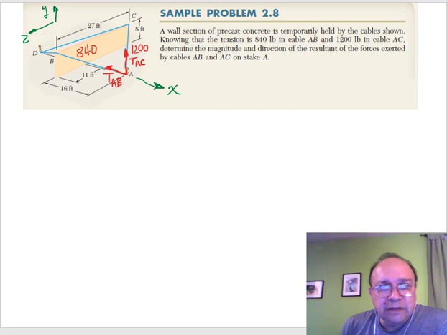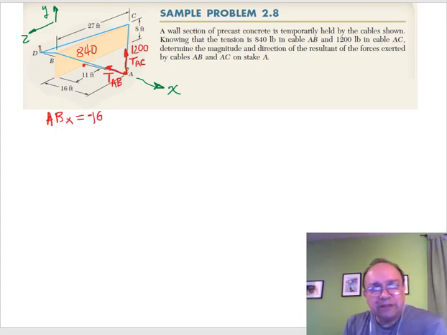the direction AB. In order to go from A to B, we call that component ABX. To go from A to B in the x direction, we have to move from here to here. That will be 16 feet, and it will be in the negative direction because we are going in the opposite direction of the x positive axis.